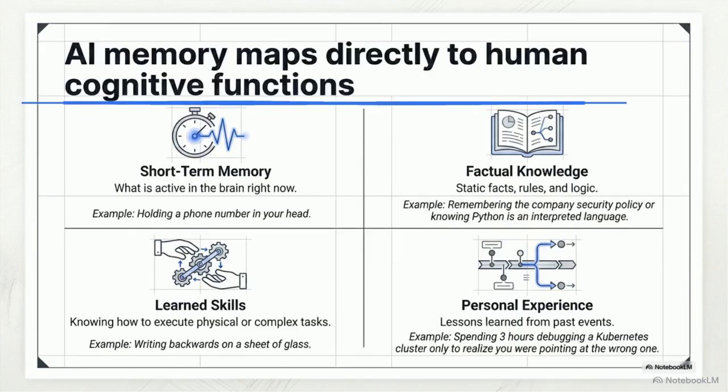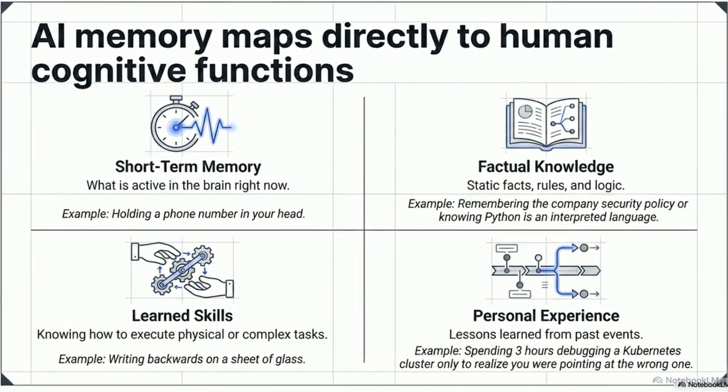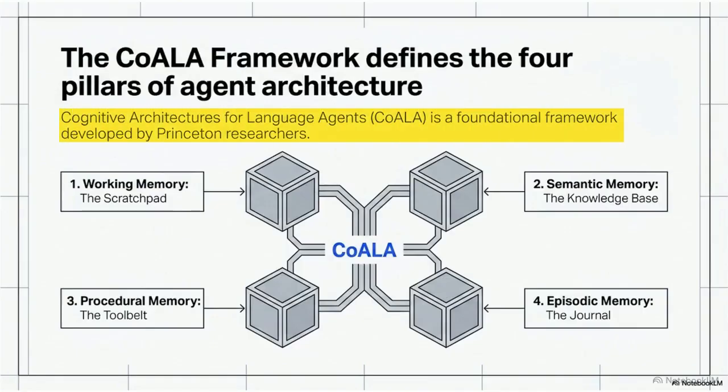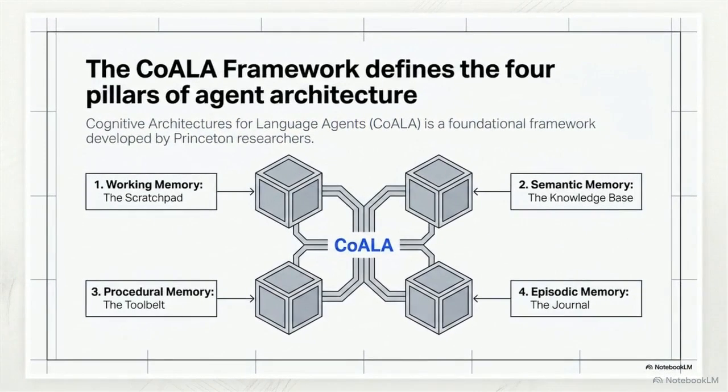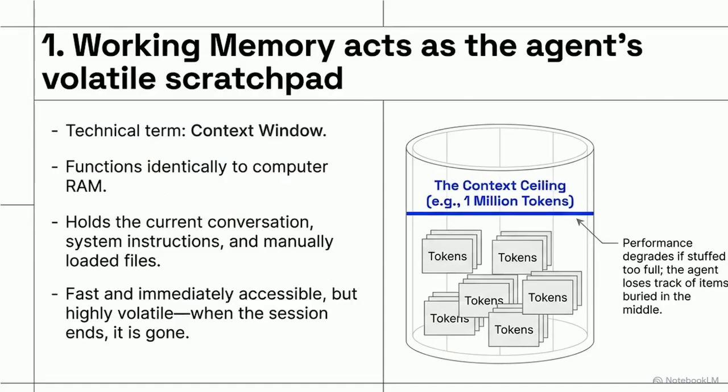This four-quadrant chart maps how AI memory systems align with human cognitive functions. You have short-term focus, factual recall, learned physical or technical skills, and the personal experience derived from past events. Researchers at Princeton formalized these concepts into the Koala framework. As shown here, it defines four distinct, interconnected memory pillars that serve as the foundational blueprint for a functional language agent.